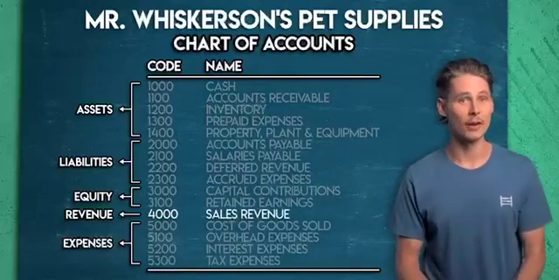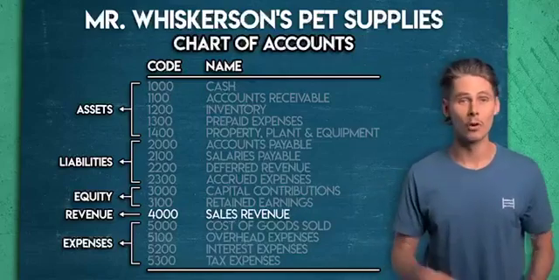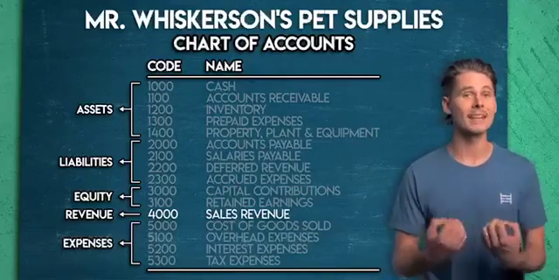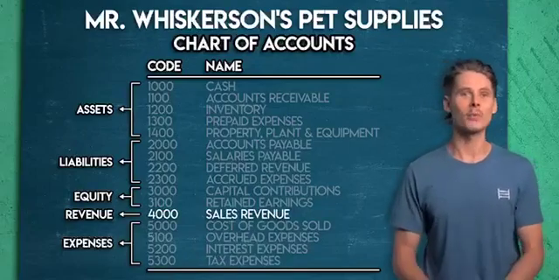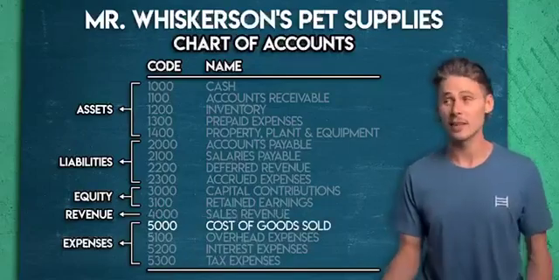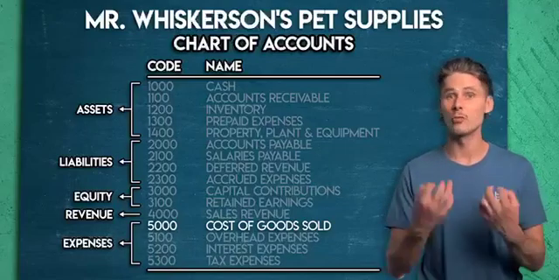Next, we have sales revenue instead of services revenue. This is because the main source of income for a retail business comes from selling physical goods rather than providing services. And finally, we have cost of goods sold instead of cost of services. These represent the direct costs associated with purchasing physical goods that are later sold on to customers.